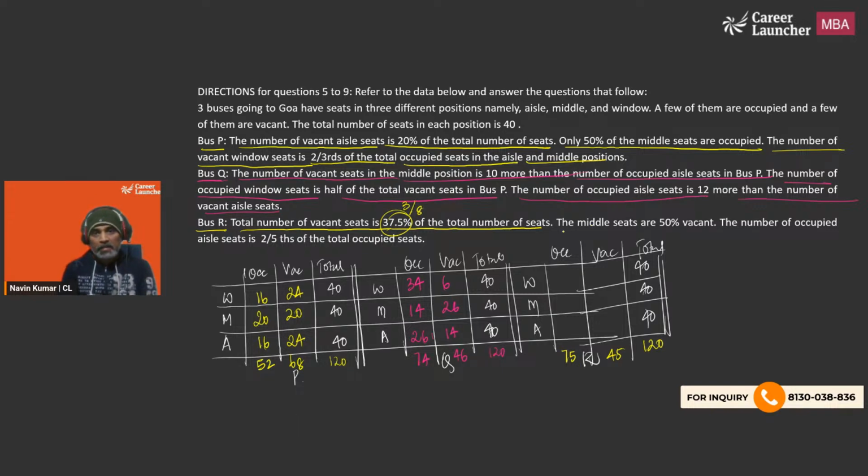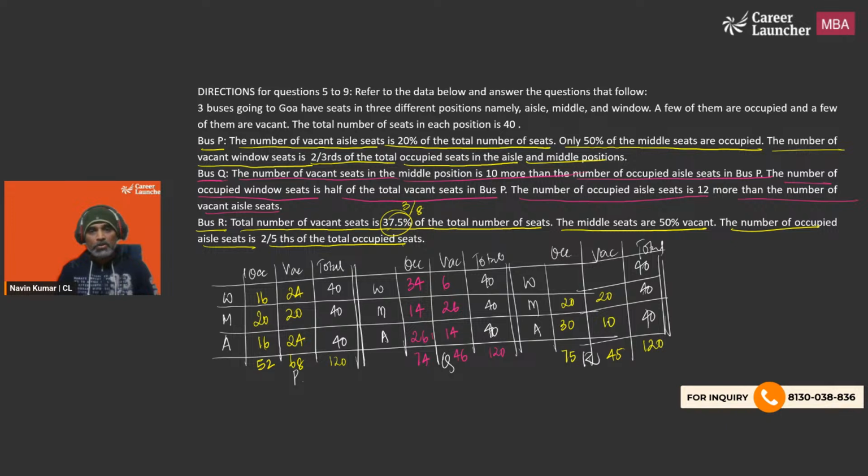Okay. The middle seats are 50% vacant. So that's 20 and 20 each. The number of occupied aisle seats, this cell is 2/5 of the total occupied seats. Now 1/5 of 75 total occupied is going to be 15. So 2/5 is going to be 30. So this one turns out to be 30.